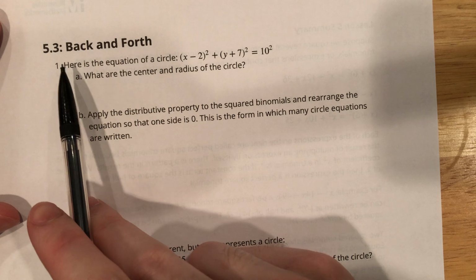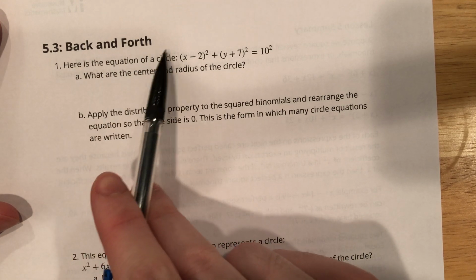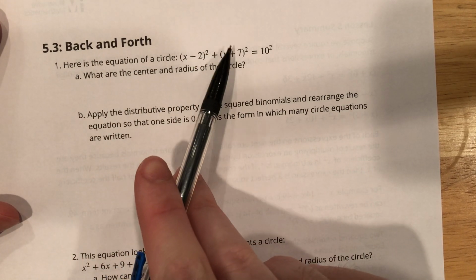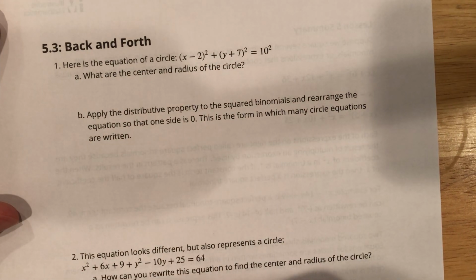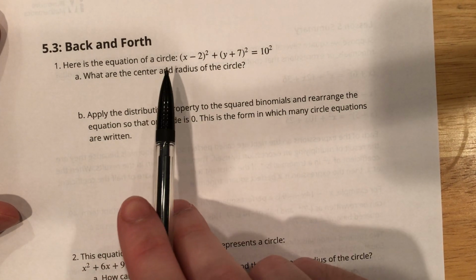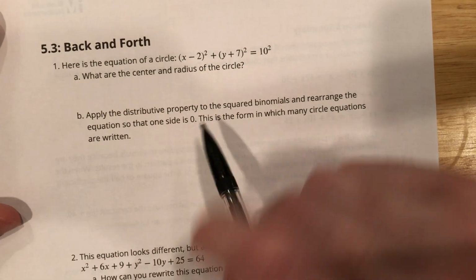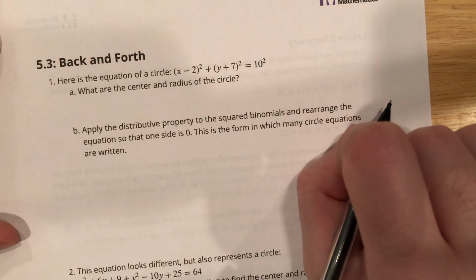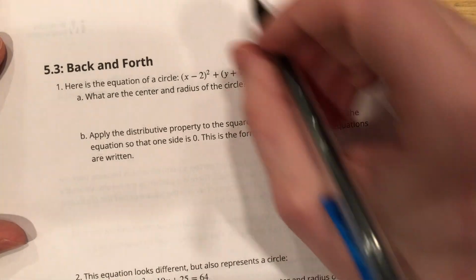All right, number one. Here's the equation of a circle: x minus 2 squared plus y plus 7 squared equals 10 squared. What are the center and radius of the circle? Well, let's write out our equation again for a circle.